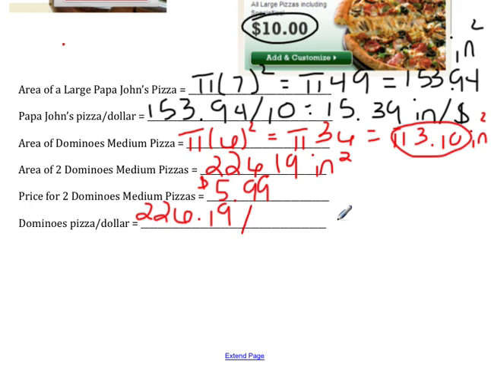So 226.19 divided by the $5.99 that it costs for 2 medium pizzas. And then you end up getting 37.76 inches per dollar. So you get 37.76 inches of pizza for every dollar you spend, which is a lot better than the 15.39. So what we determined is that it's a better deal to get 2 medium pizzas because you get more pizza for your dollar.